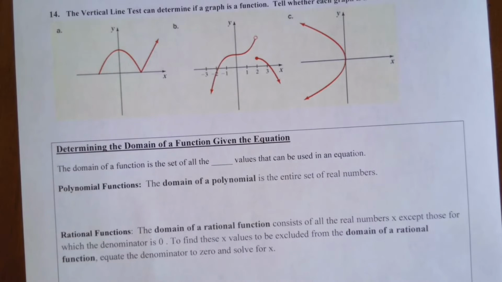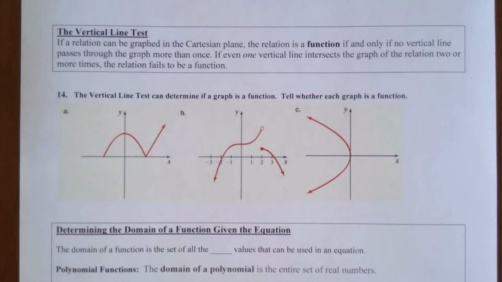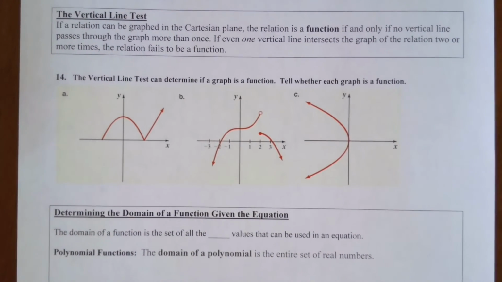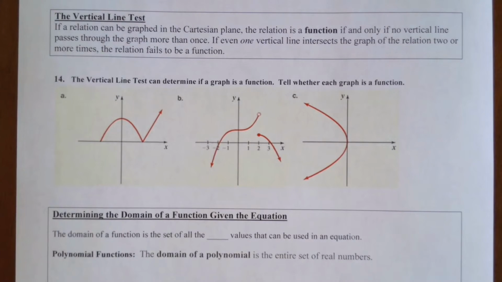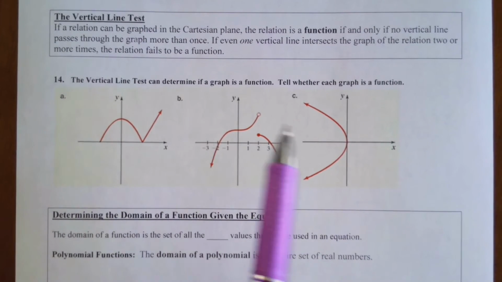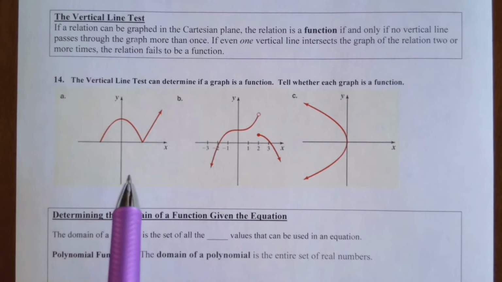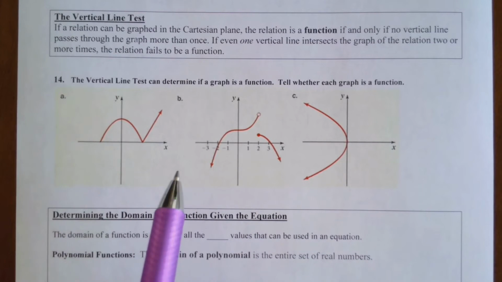This next page is all about telling whether or not your equations or graphs are functions, and then we're going to start looking at how you find the domain. Okay, so let's go over first off what this test is called to see whether or not you have a function, and that's called the vertical line test. The vertical line test is just a way for you to look at a picture of something and tell me whether or not it is a function.